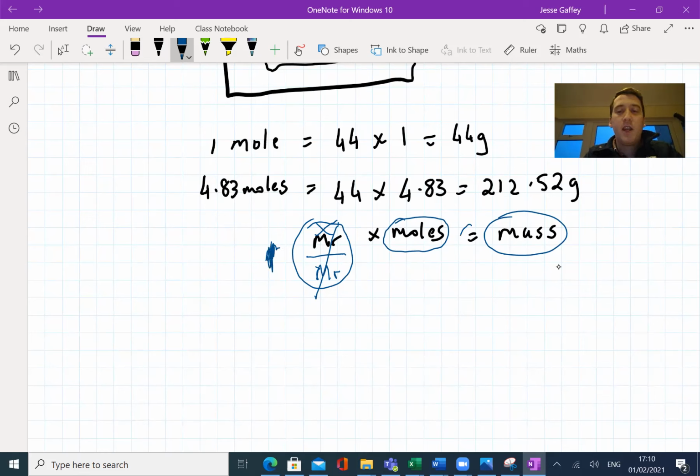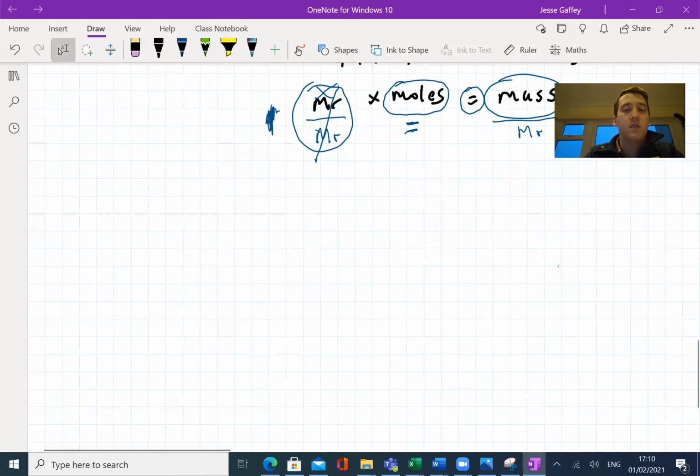But because this is an equal sign, whatever you do on the left-hand side, you must also do on the right-hand side. So if we divide the MR by MR on this side, then we need to divide the mass by the MR on this side. So now we have moles by itself on the left, and we have mass divided by, that sign over means divided by, mass divided by MR. So the actual way scientists would write this equation would be like this.